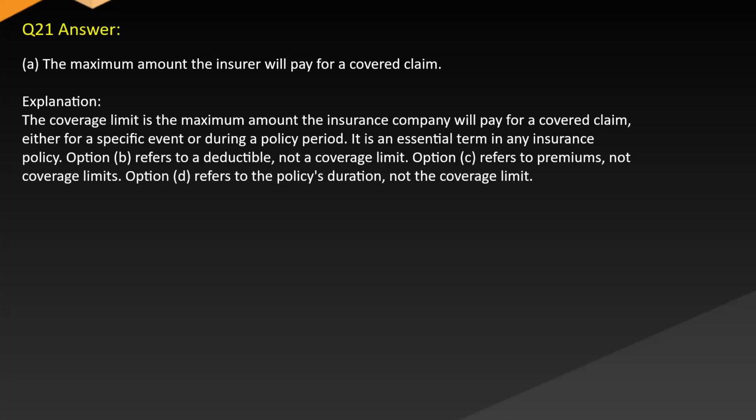Option B refers to a deductible, not a coverage limit. Option C refers to premiums, not coverage limits. Option D refers to the policy's duration, not the coverage limit.